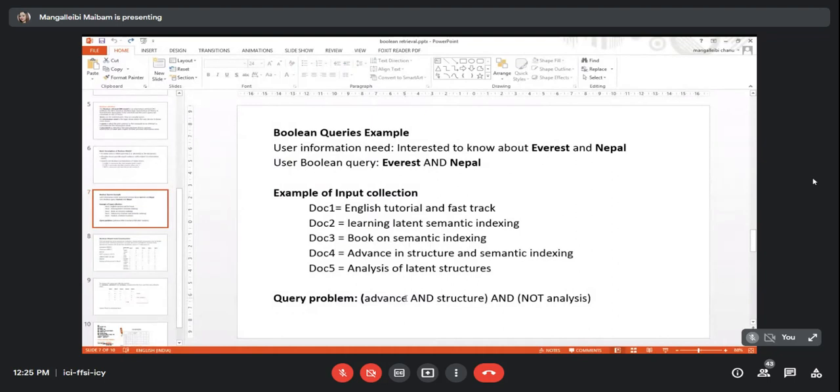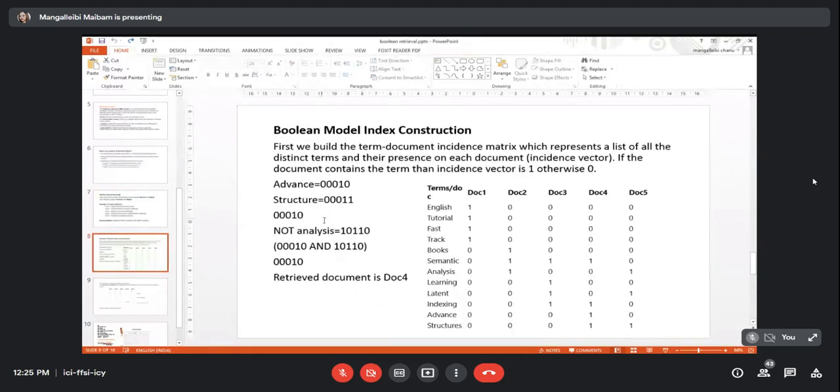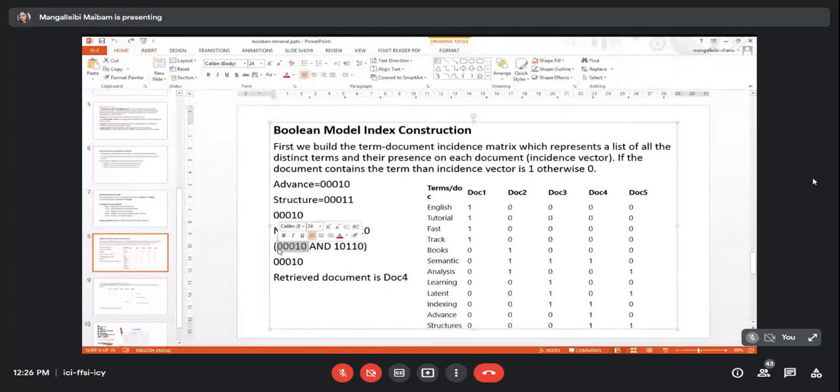So we have found out the Boolean representation for advanced, the Boolean representation for structure, and the Boolean representation for not analysis. So what you have to do? You have to perform the AND operations. First, let us perform the AND operation of advanced and structure. So here, advanced, the Boolean representation is 0010. So I have written down here 0010.